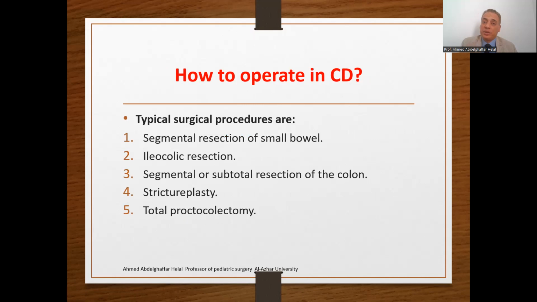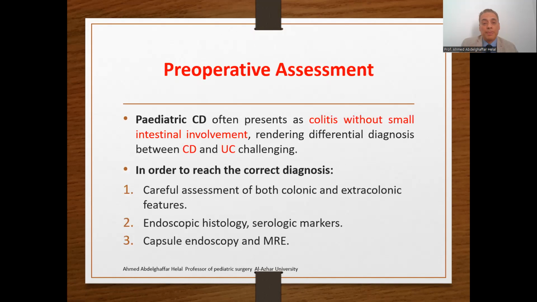How do we operate in Crohn's, or what are the surgical options in Crohn's? All options will be limited to the diseased areas. It may be segmental resection, ileocolic resection, segmental or total resection of the colon, stricturoplasty, and very rarely total proctocolectomy.